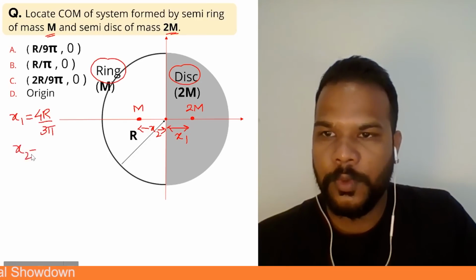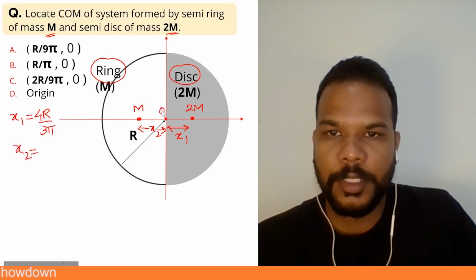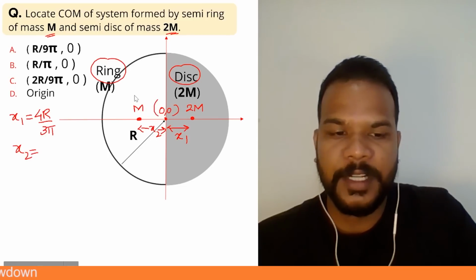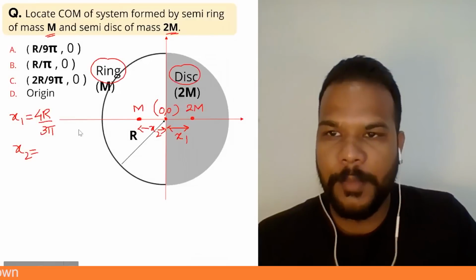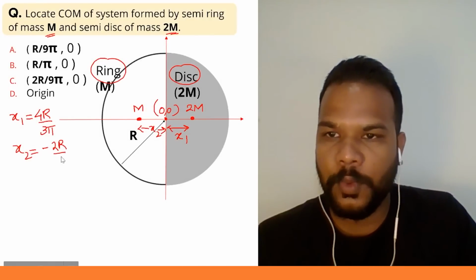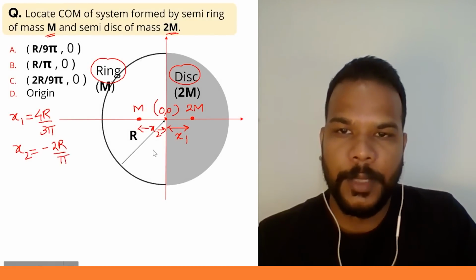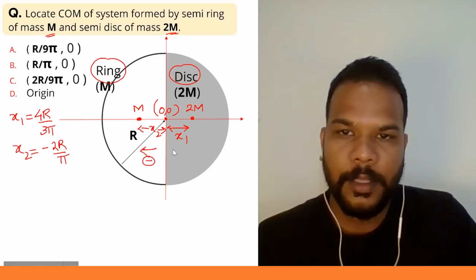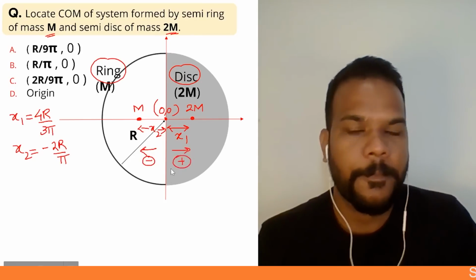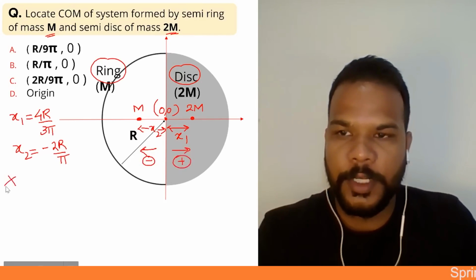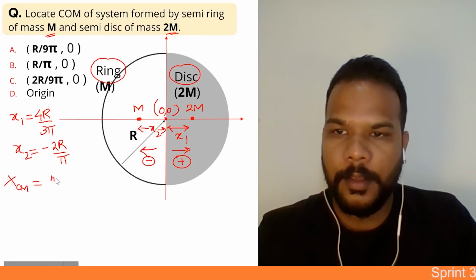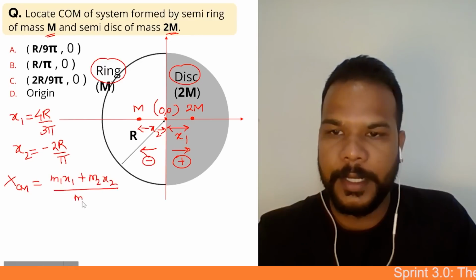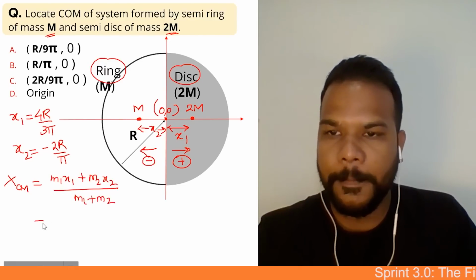And x2, because the left hand side has the origin 0,0, so this left hand side is negative. So 2r by pi but with a minus sign, minus 2r by pi. Why did I write minus? Because this side is negative and this side is positive. Okay, so location of center of mass is (m1 x1 plus m2 x2) divided by (m1 plus m2).